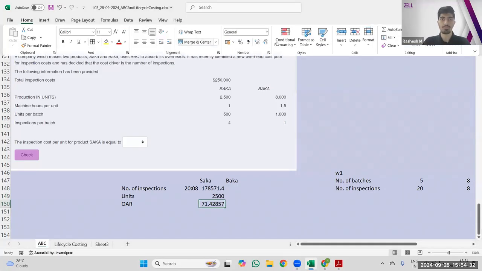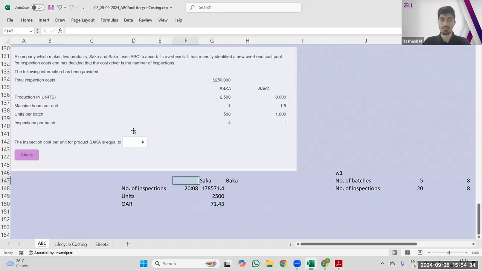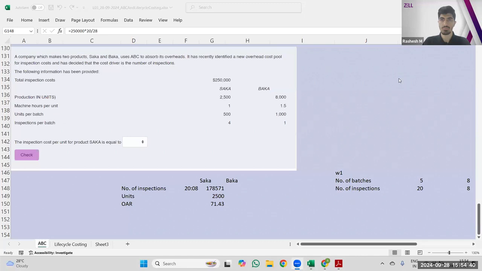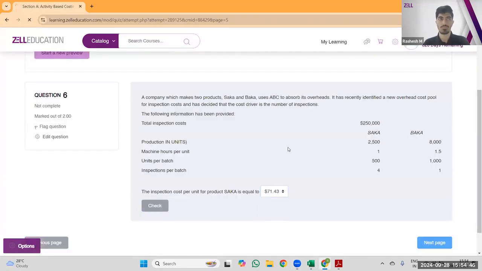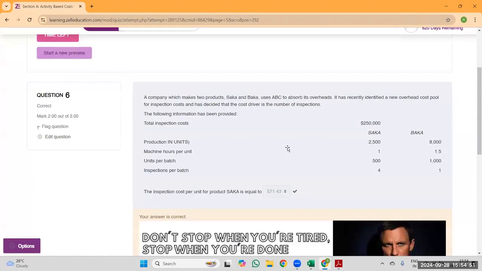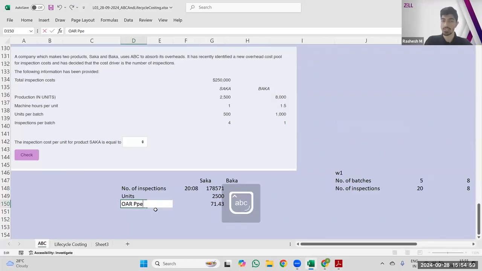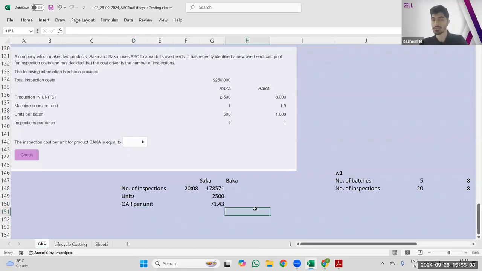Everyone clear? Nitya, aligned? Got something wrong? Yes, the number of inspections I said. That's why it's usually helpful to write what this OAR was supposed to give you, which is nothing but the denominator. If you're dividing by units, it will give you per unit. If you're dividing by something else, it's that instead. So your answer will not match. So always have the habit of writing it. That will obviously help out.